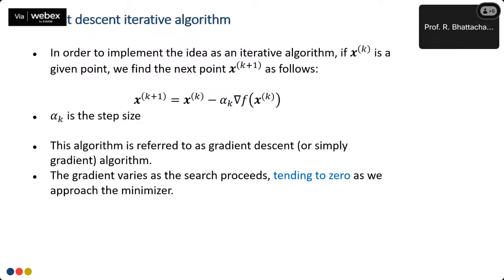Iteratively, we go towards the slope of the curve. Finally, we reach a point where the gradient becomes 0. And there we locate a minimizer.